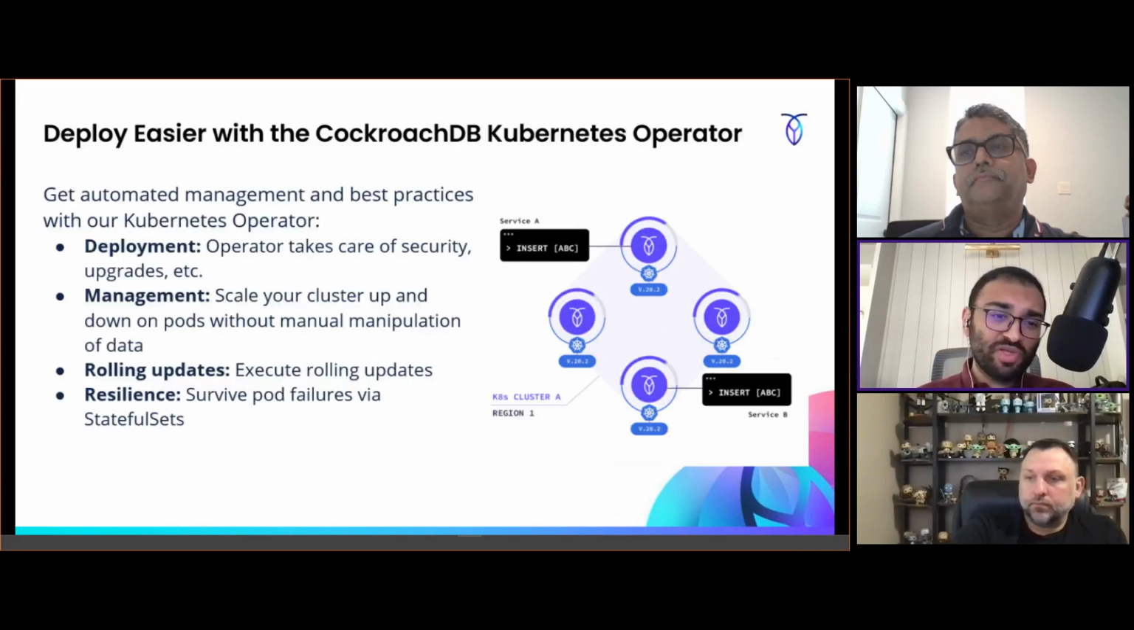And with our operator, you can deploy CockroachDB. You can manage scaling the cluster up and down with the operator, as well as supporting rolling upgrades and providing inbuilt resilience by surviving pod failures via our operator.